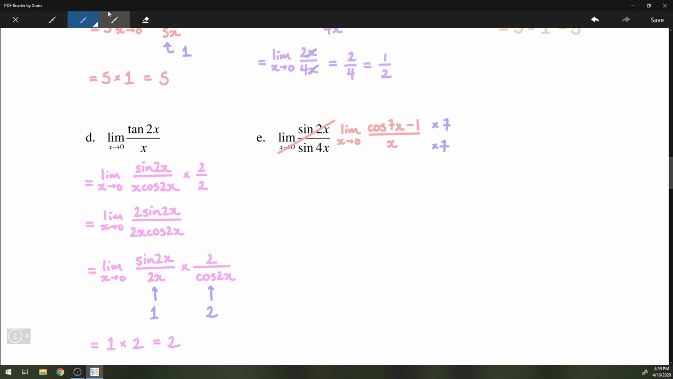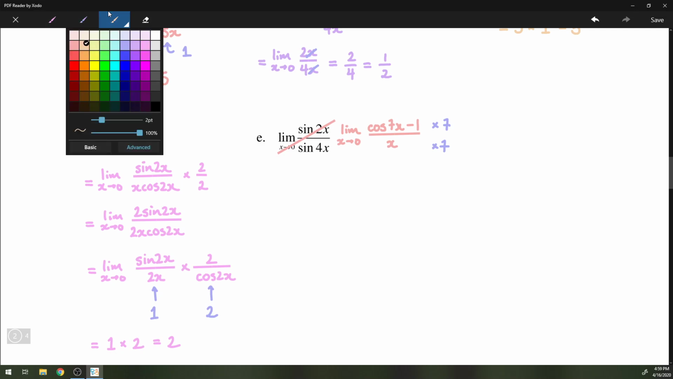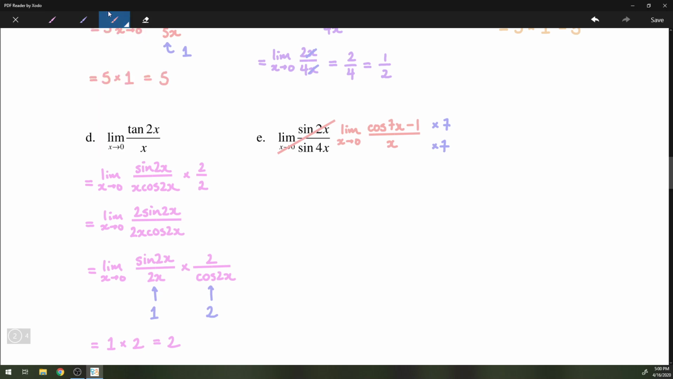And of course, if you have been noticing it, we will factor out the 7 in the numerator and put it in front of the limit. So we are basically going to be left with 7 times cosine 7x minus 1 all over 7x. Now, if you evaluate this limit, we'll just have 0. So we have really just 7 times 0, which of course is just 0.